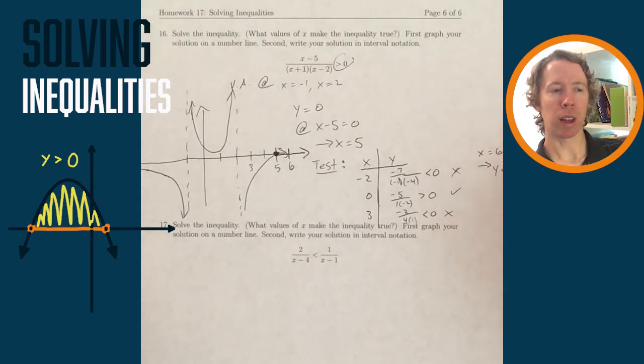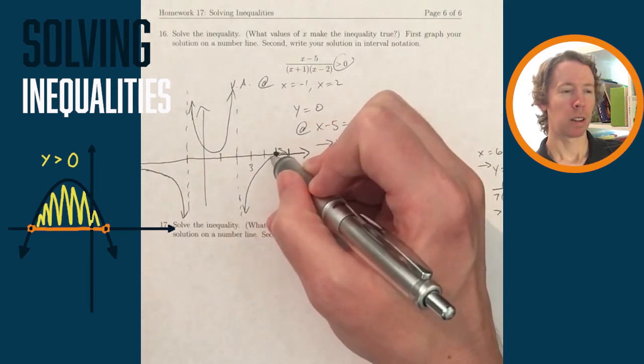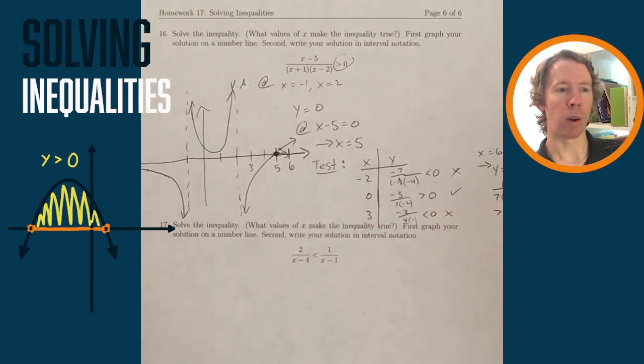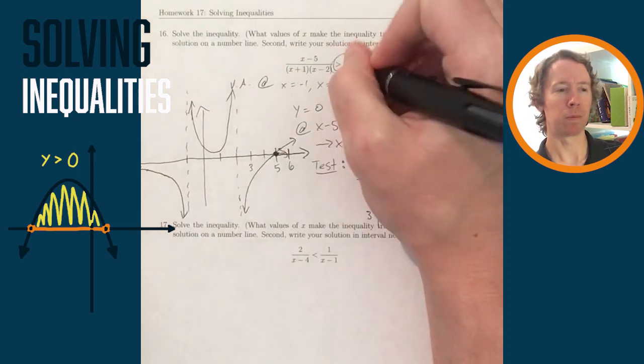Now let's just make sure that it really crosses through the x-axis there. So let's plug in x equals 6. We get a positive on top, positive on bottom. Positive divided by positive is positive. So the y values to the right of x equals 5 will all be positive. So that whole piece has to also be in our solution.